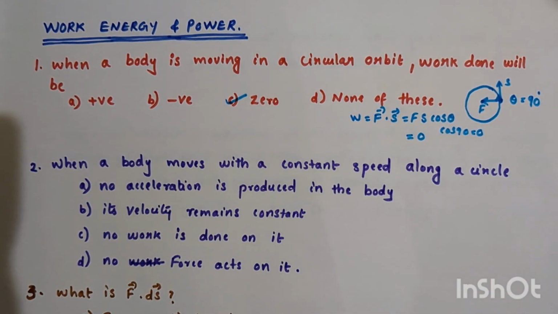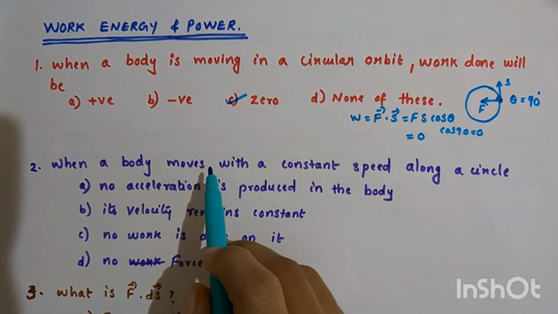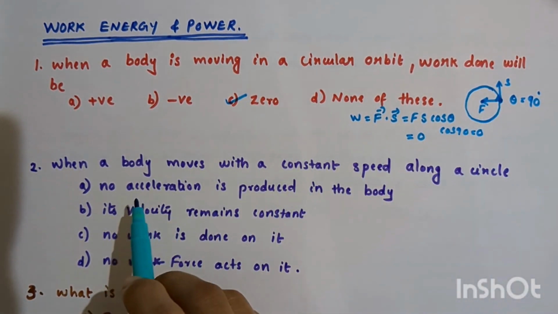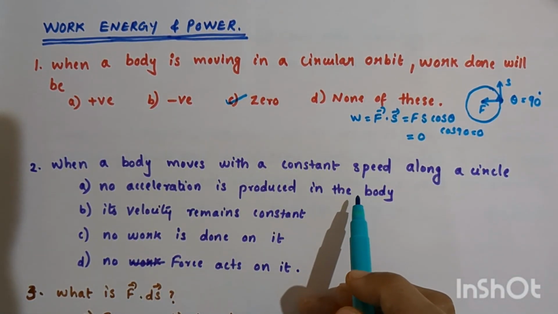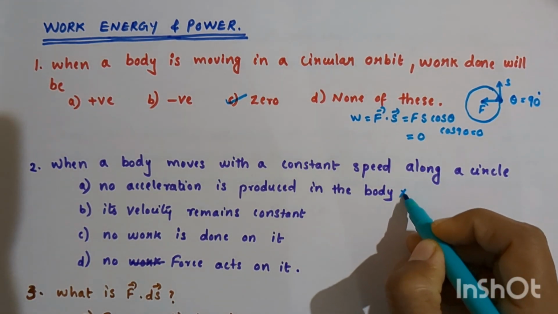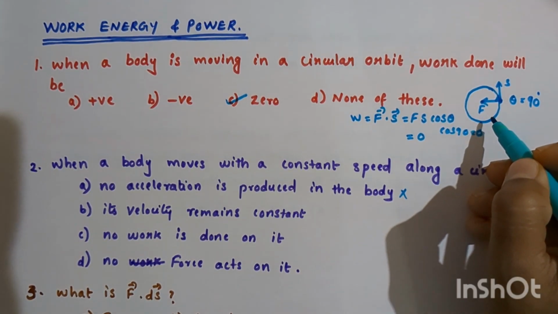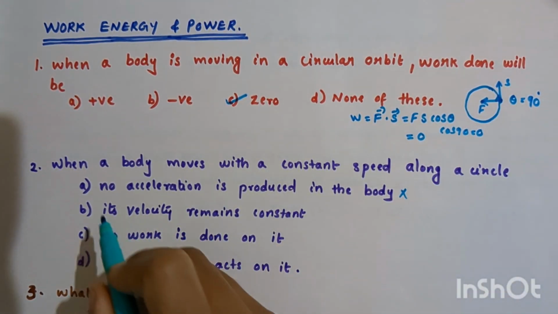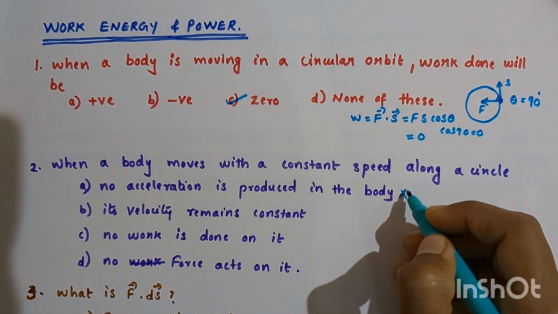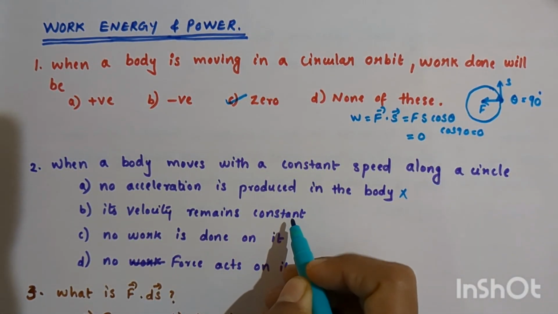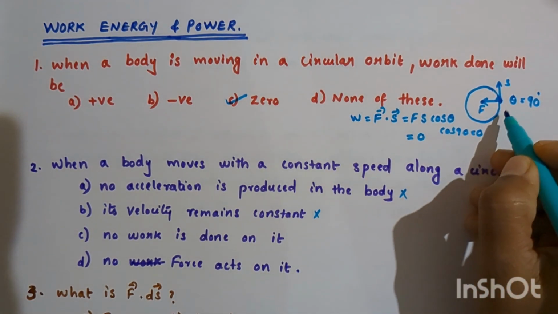Now let us see the second question. When a body moves with a constant speed along a circle, no acceleration is produced in the body. This is wrong because when this body is moving in a circular orbit, there is a centripetal acceleration for this body. So this statement is wrong. Its velocity remains constant. No, it is also wrong. It is moving with a constant speed.